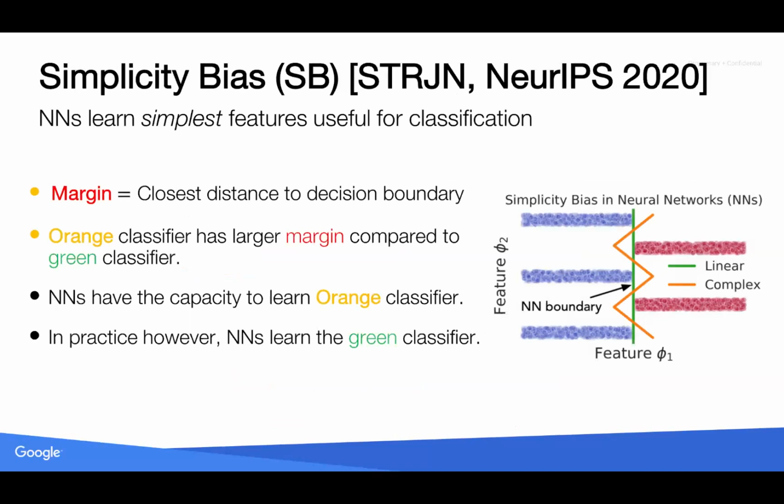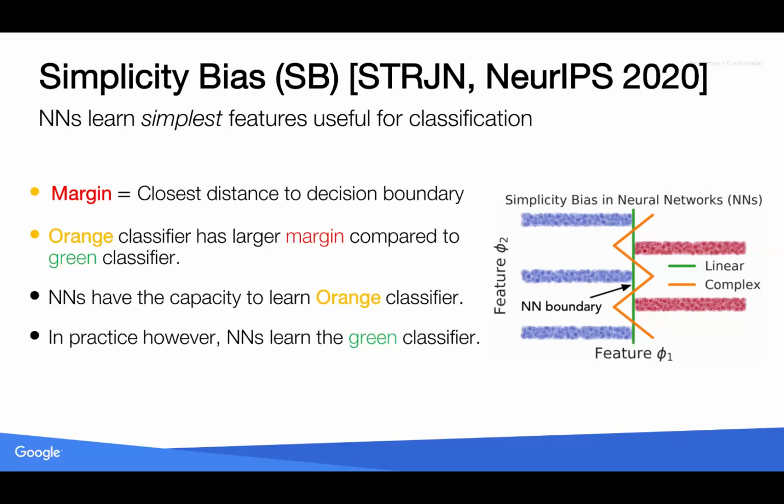Okay, so let me give you a simple example using this picture on the right. The blue data points are positive data points, and the red data points are the negative data points. Each data point is in two-dimensional space. As we can see, there are multiple different classifiers that we can draw to separate both of them. One is the green classifier, which is a linear classifier which separates both of them.